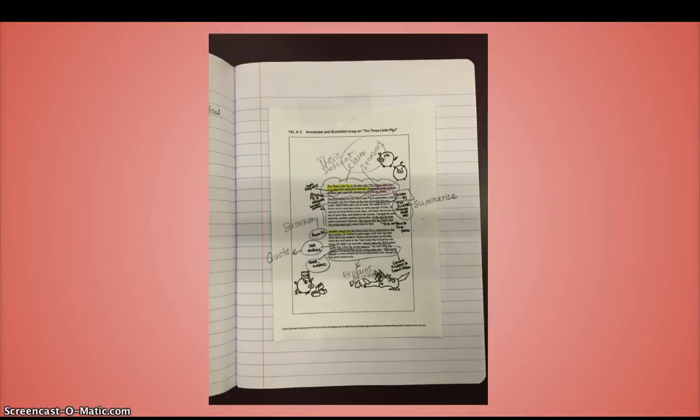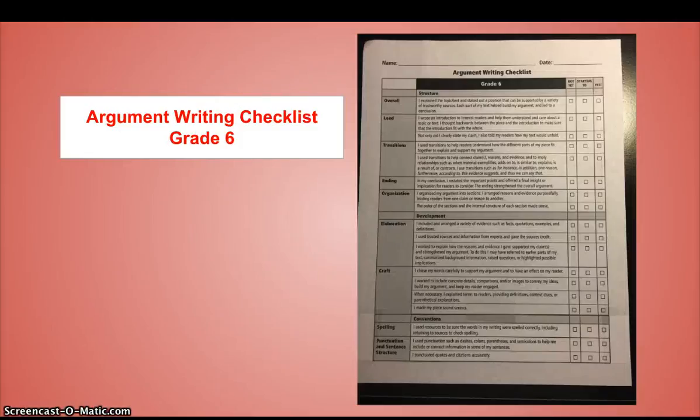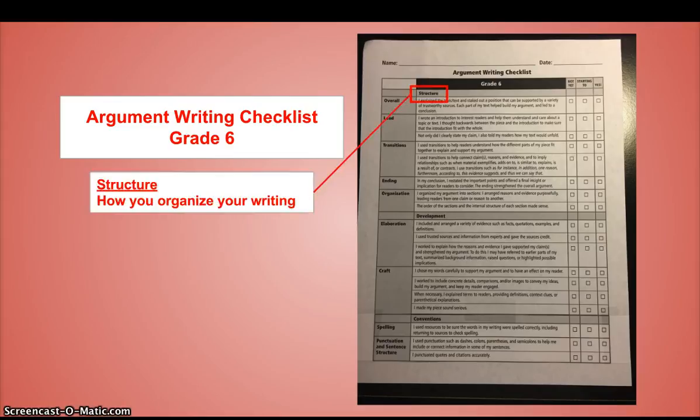Well, there's hope. The argument writing checklist for 6th grade. I know it looks overwhelming right now, but as we break it down, it will help us be successful in our endeavor to write an amazing middle school literary essay. So stick with me and it will all make sense in the end and make writing your essay so much easier. Okay, here's the first category on the checklist. It's structure, how to organize your writing. We'll break it down more in just a minute.